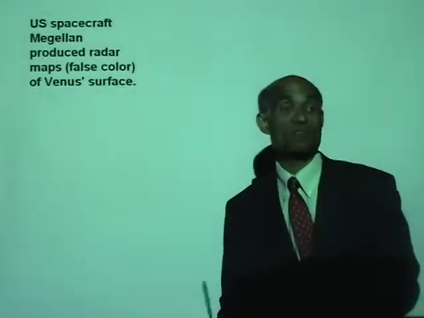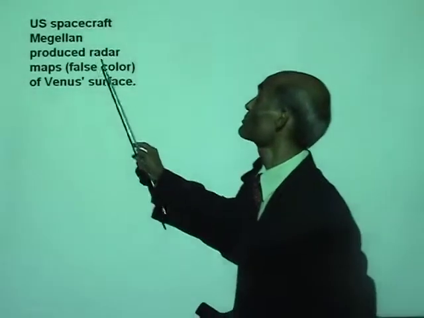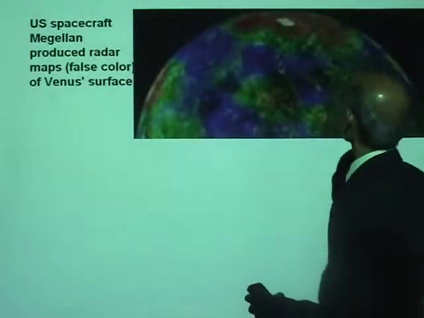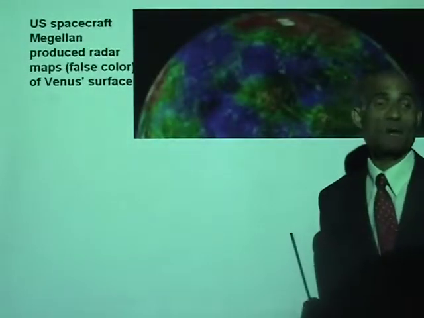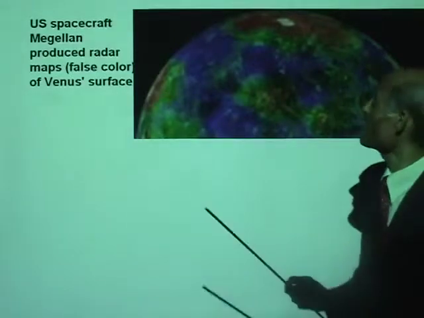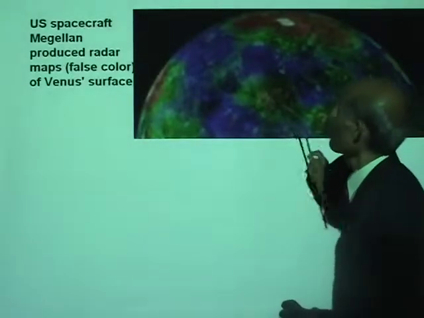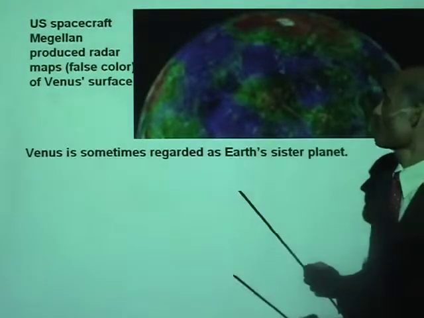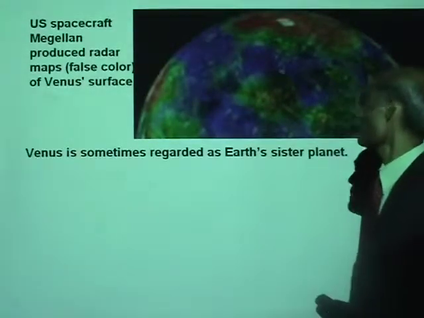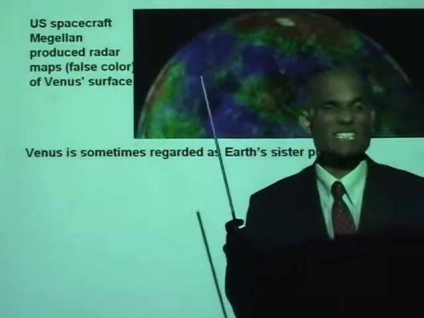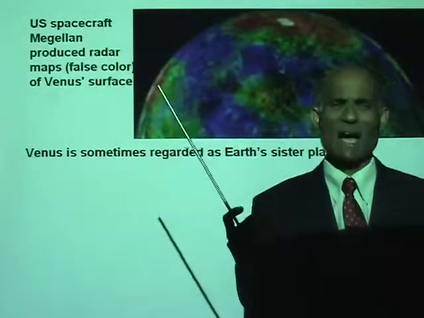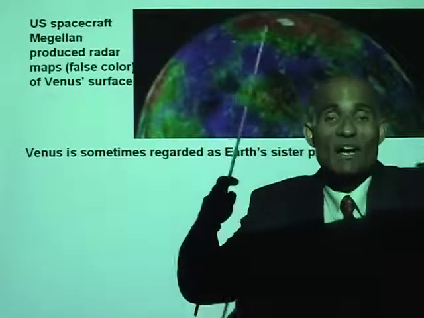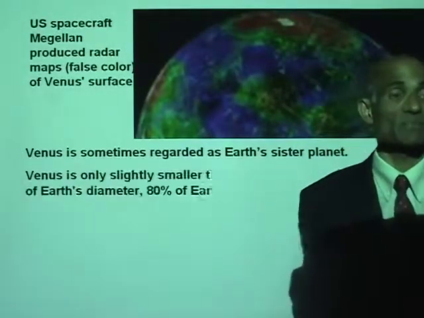Now, the US spacecraft Magellan produced radar maps of Venus. This is the picture produced by Magellan, but these colors are false colors. They are not the real color of Venus. Venus is sometimes regarded as the Earth's sister planet. Why? Because in many ways, Venus and Earth have common characteristics.